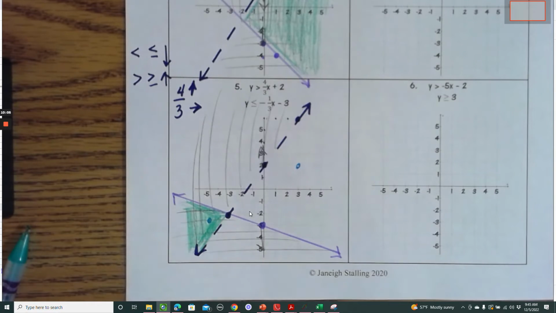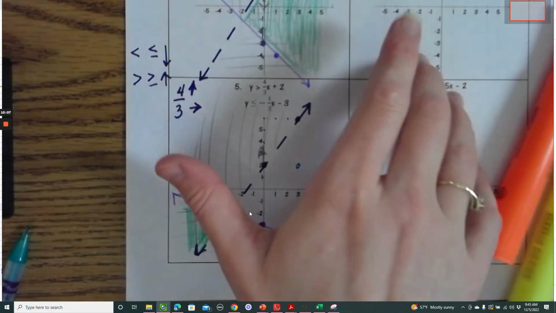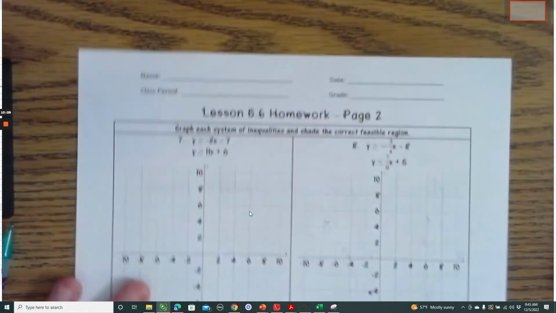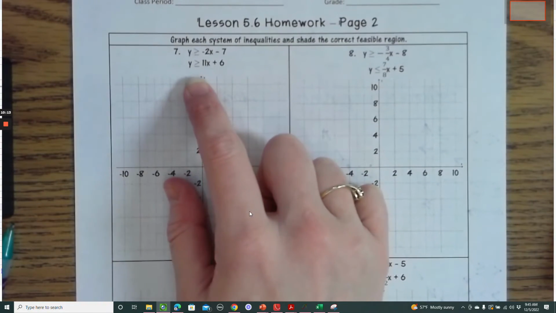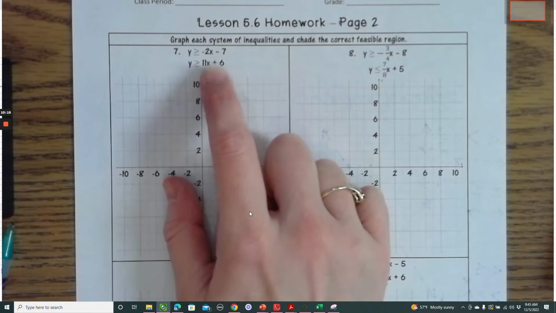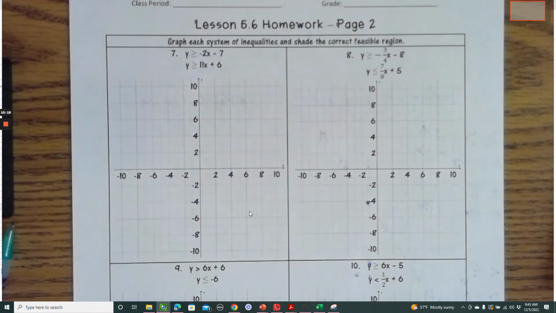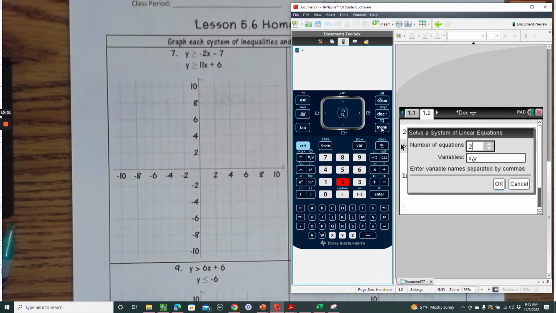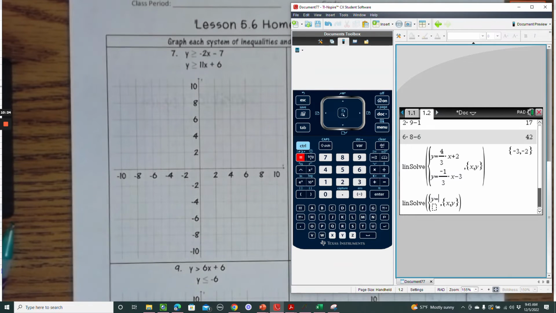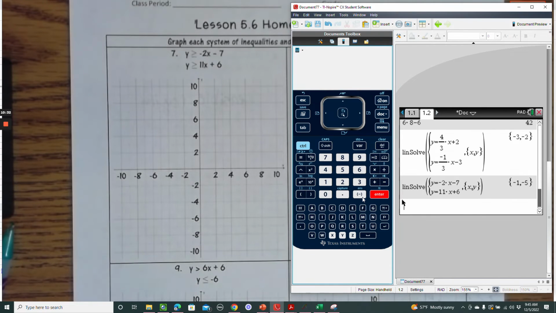All right, let's flip it over. So I'm going to leave you these two. All right, negative 2x minus 7, 11x plus 6. So what I'm going to do first on this one, I'm going to do the menu 3-2. Remember, y equals. Don't put the inequality signs in these. Because all we're looking for is the point where they cross.